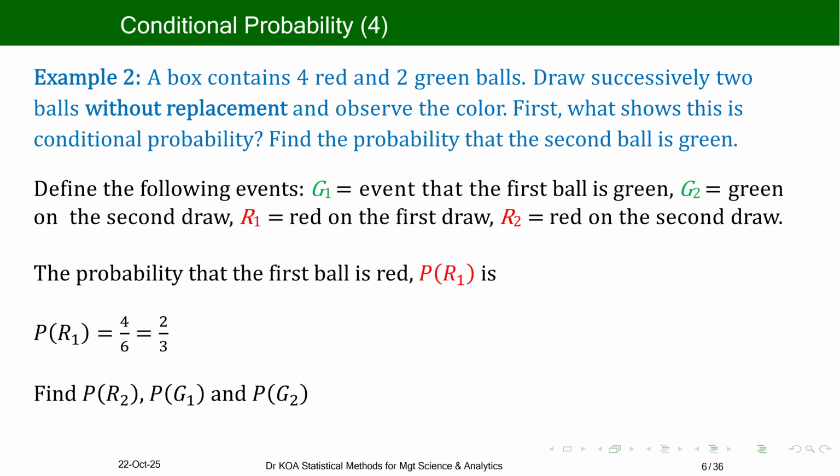If it's without replacement, doesn't it mean that it will reduce? Sorry? Because this is the second draw, meaning that one has already been taken out. Yeah, but I've also not indicated that it's conditional. I didn't say you should find conditional probability. I didn't say find R2 given R1. I was only telling you to find a simple probability.